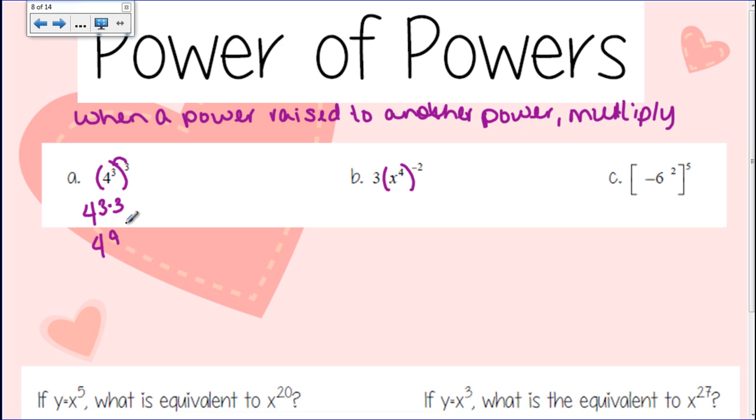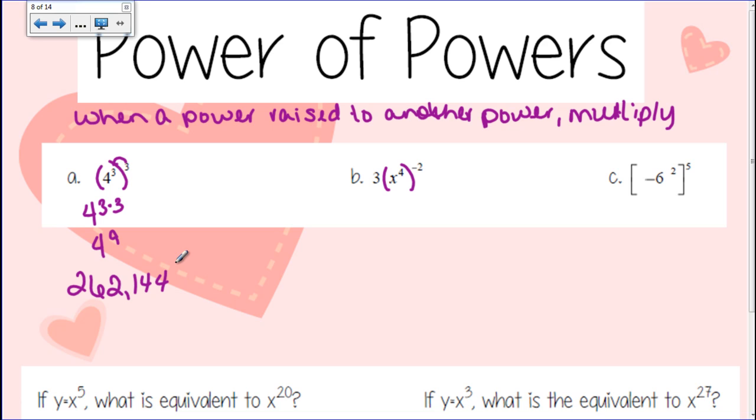And I can leave it like that, or I can use my calculator and simplify, and it's a big number, but it's not really big. It comes out to 262,144. Either one of those is an acceptable answer. However you choose to write it is fine. They're equivalent, so they mean the same thing.